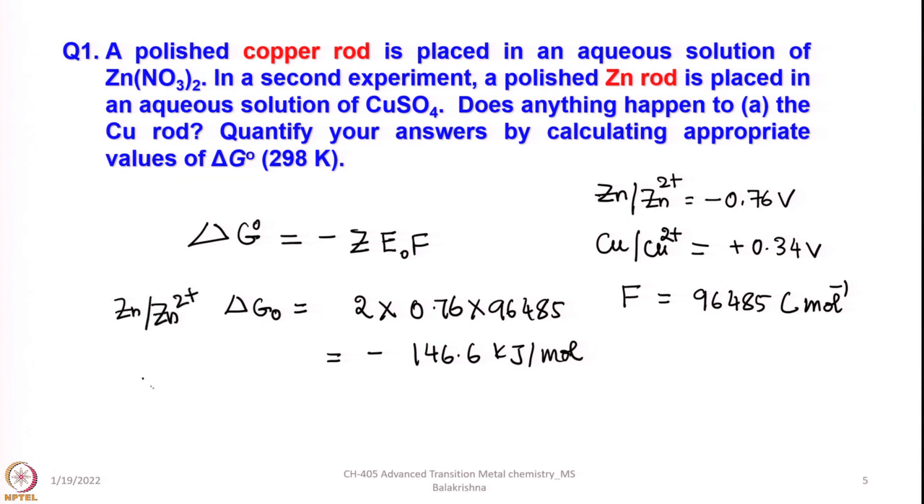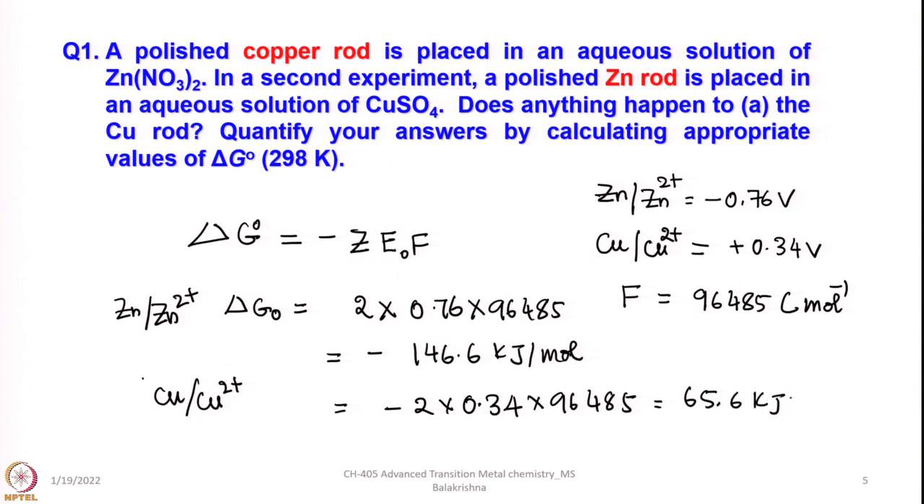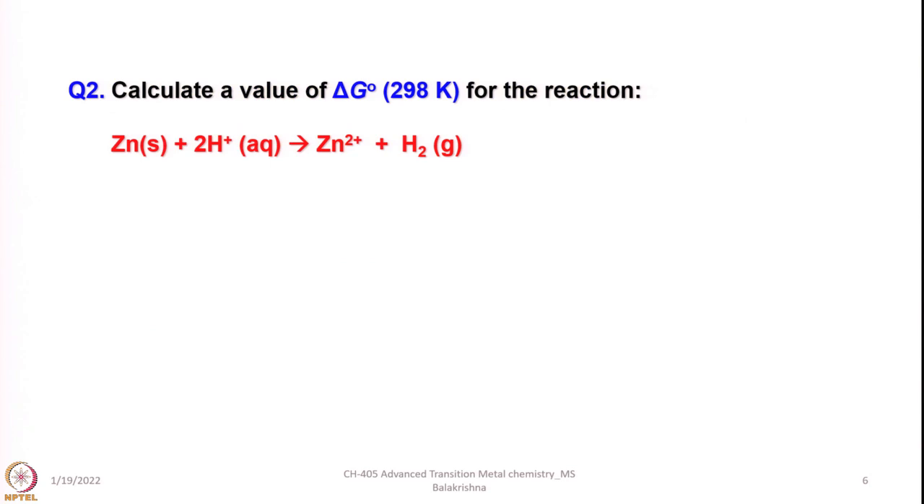If we do the same for copper, we get 2 into the value, and what we get is 65.6 kilojoules per mole. So this is positive and this is negative. You know that zinc cannot replace copper, whereas zinc can readily replace copper from copper sulfate, and it can form Cu. Let us look into one more question here.